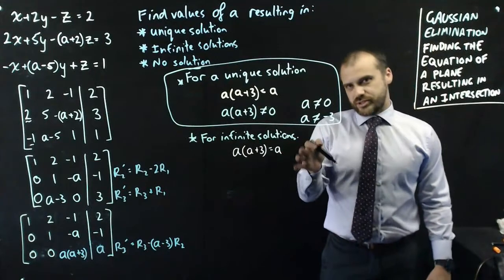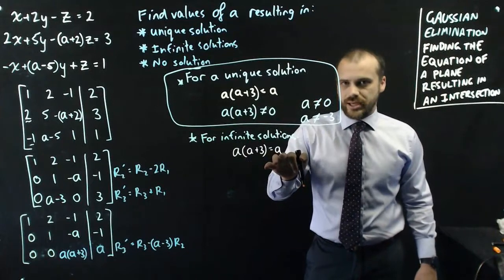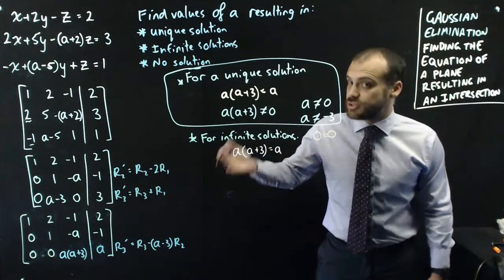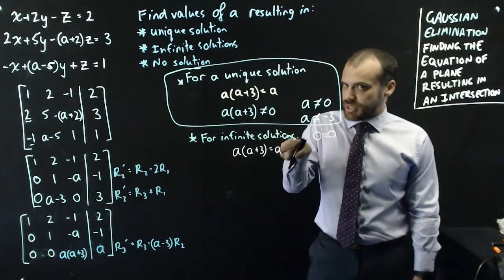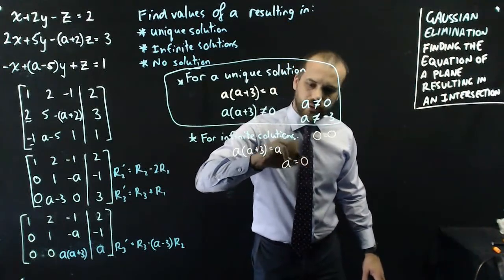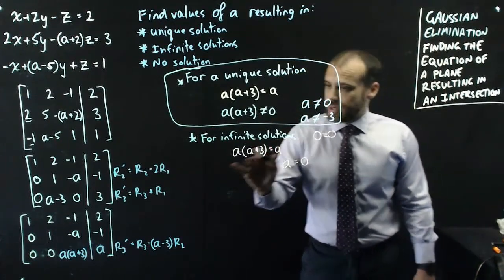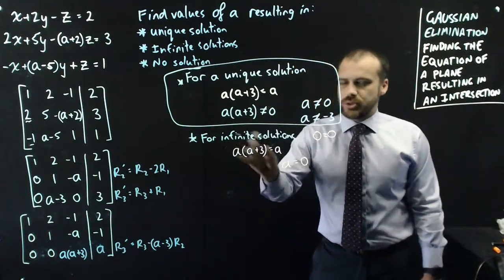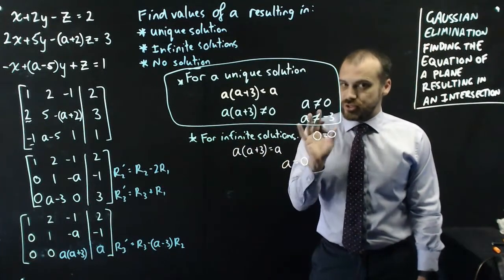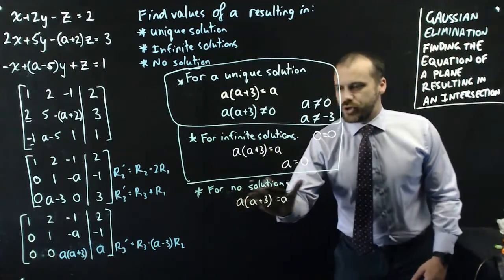Now, what about infinite solutions? For infinite solutions, we need a(a + 3) = a to be of the form 0 equals 0, because that's going to lead us to infinite solutions. So what can I sub in for a? Well, it's pretty obvious, right? For infinite solutions, a must equal 0. If I put a equals 0 in there, I'll get 0 on this side, which is what I want, and I'll get 0 times 0 plus 3, which will lead to 0 there. So for infinite solutions, I need it to be 0 equals 0, and to do that, a must be equal to 0.